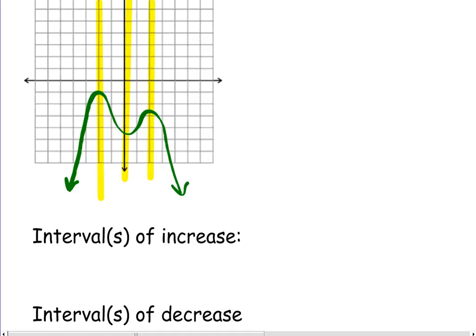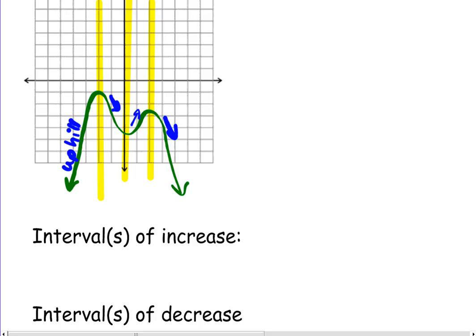All right. So what I'm looking for is where am I going uphill? So we're going to write, okay, I'm coming over here. I'm going uphill. I go downhill. I go uphill. And then I go downhill.